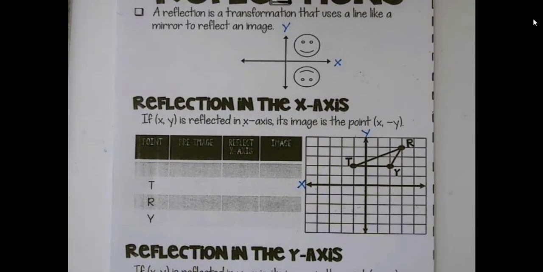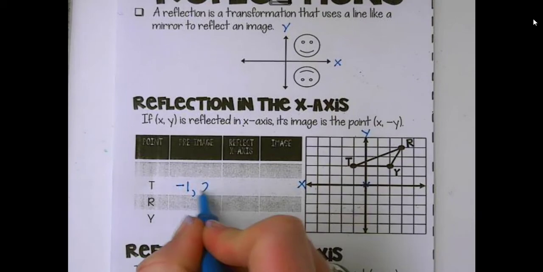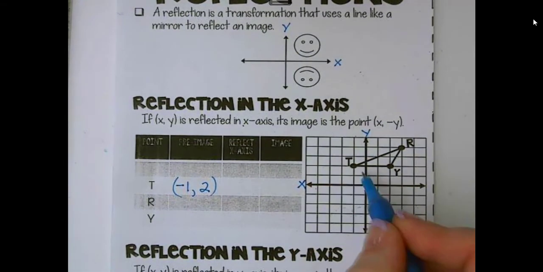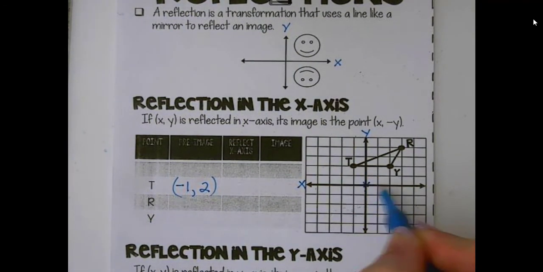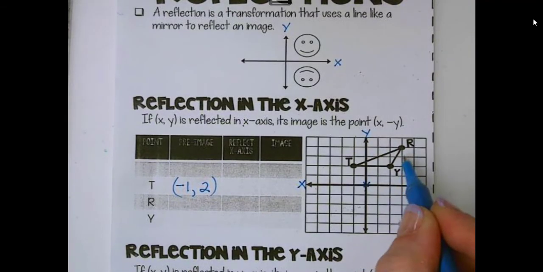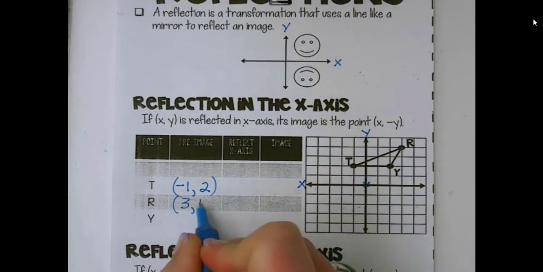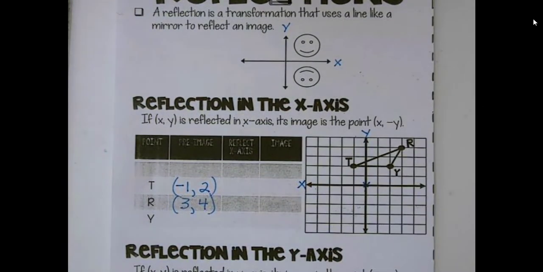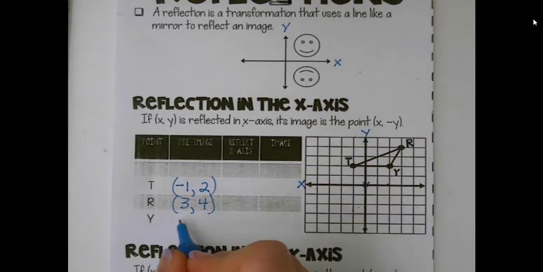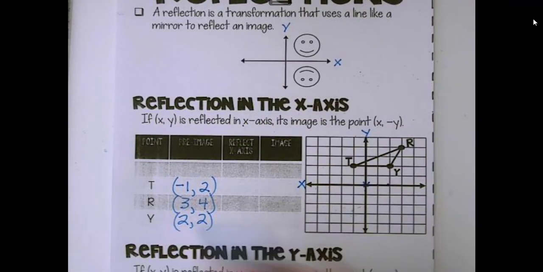So let's fill in the chart here. Let's get the pre-image. Remember, always start at 0, 0 to figure out your ordered pairs. So let's get the vertex T, the ordered pair for that. So it's left 1 and up 2. Let's get the R. 1, 2, 3, 1, 2, 3, 4. So the ordered pair is 3, 4. All right, let's get the Y. 1, 2, 1, 2. It's in the first quadrant, so we are positive, positive.